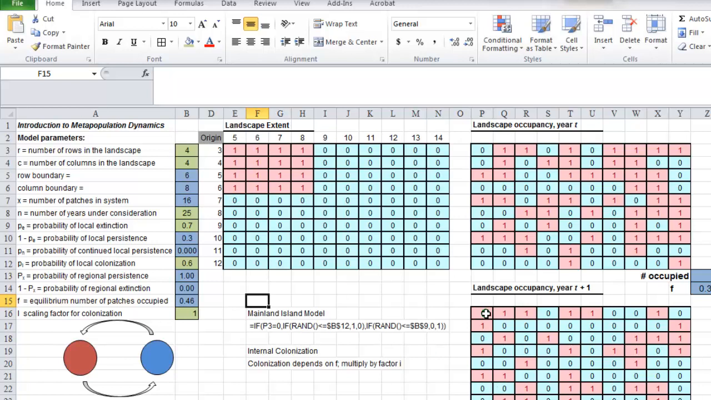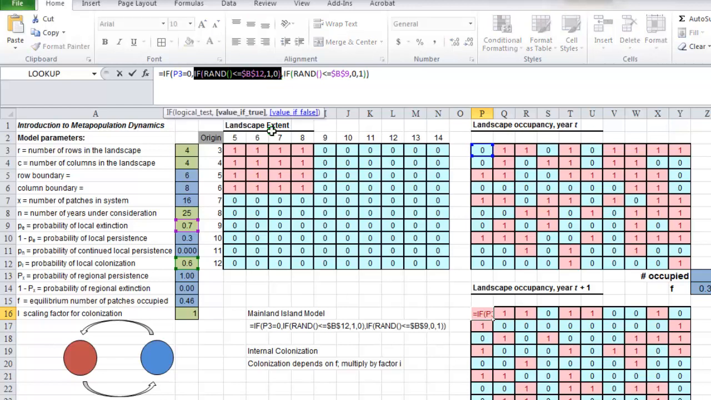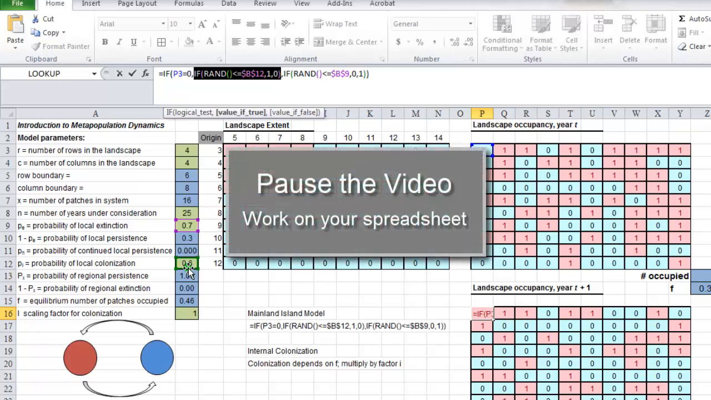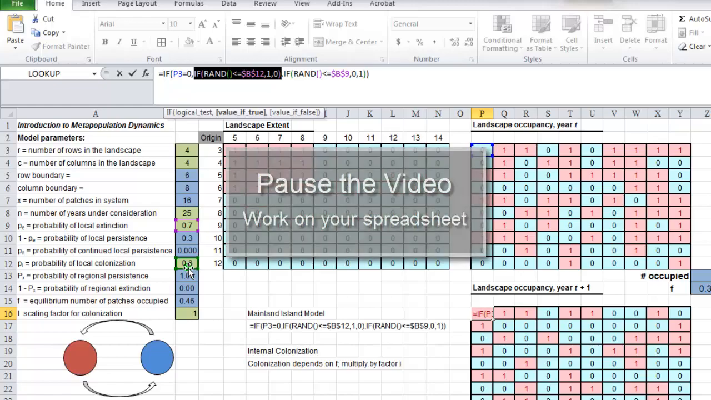Now, how will we take our equation in cell P16 and modify it so that it reflects this internal colonization? Put your video on pause and see if you can change this portion of the generating equation so that it now does not reflect local colonization, but instead reflects the fraction of patches in the previous time step. I'll see you back here in just a minute.